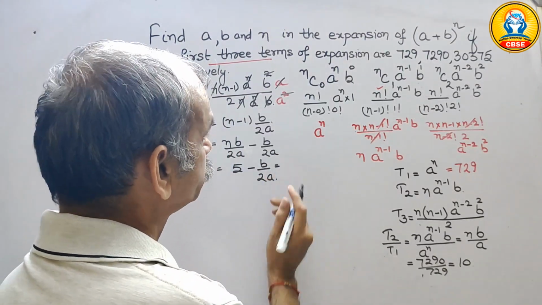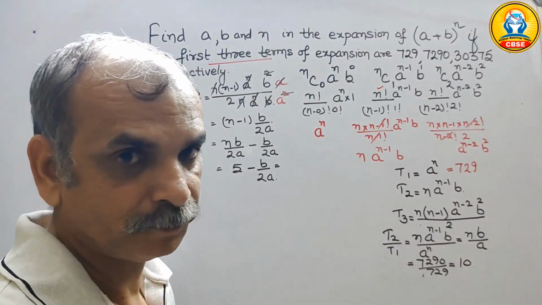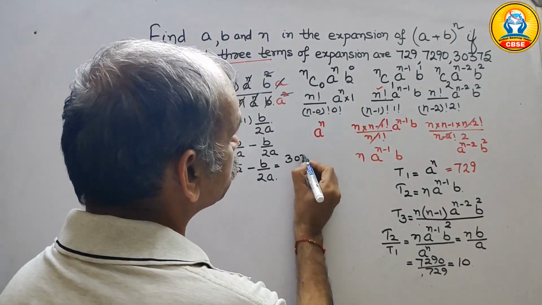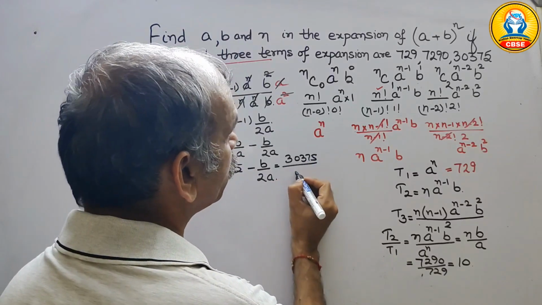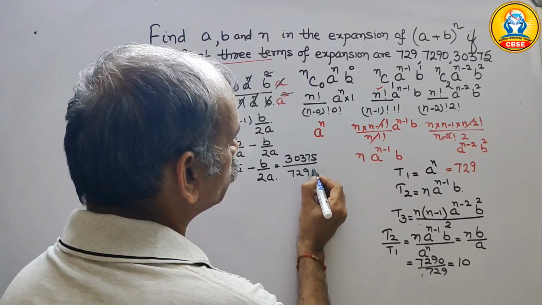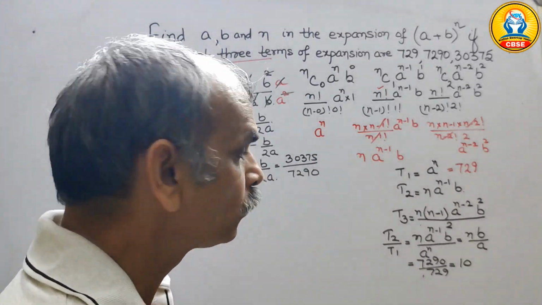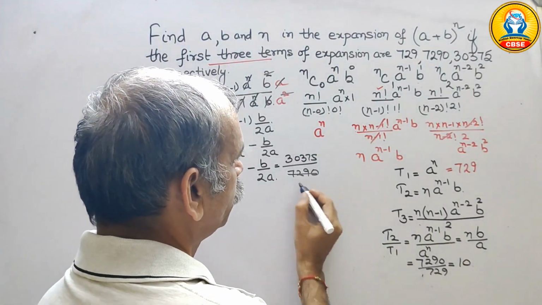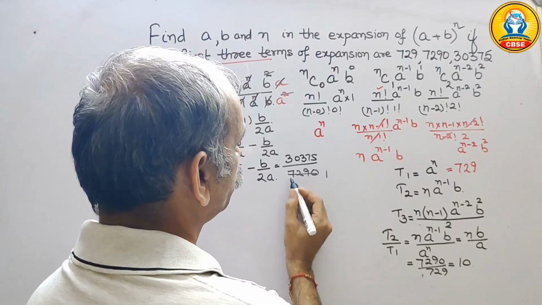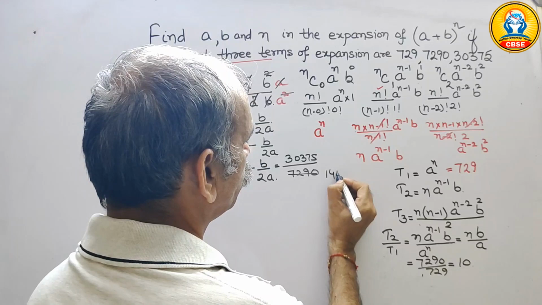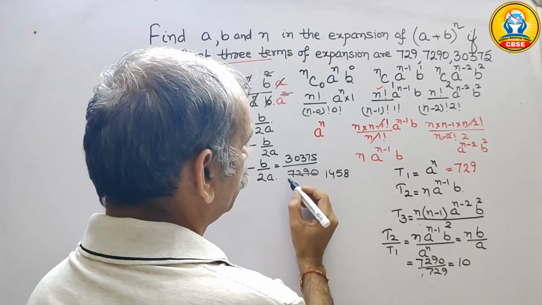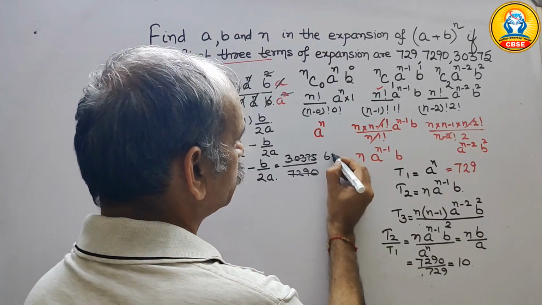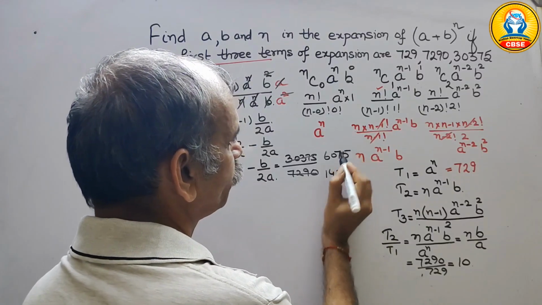That is equal to, now we have to reduce it. Again we have to do the same thing. 30375 divided by 7290. So we can reduce it by 5. So this will be 1458 and here it will be 6075.